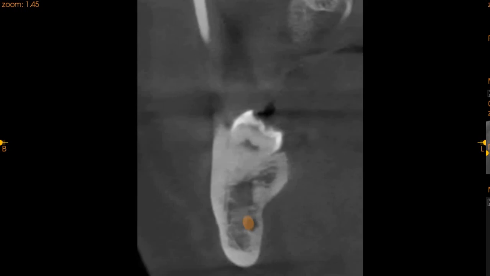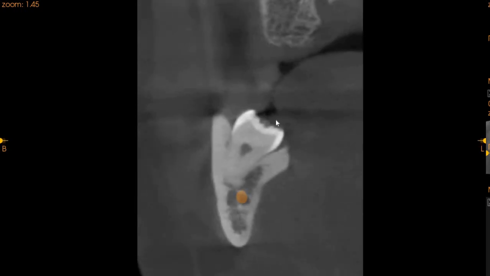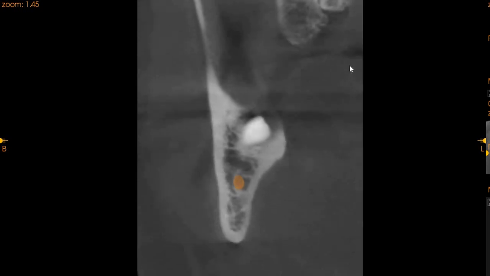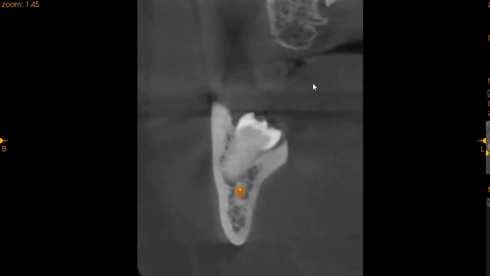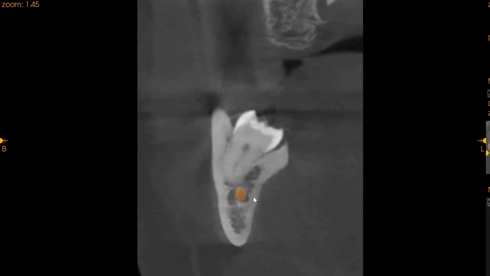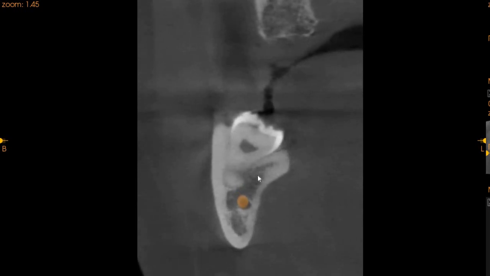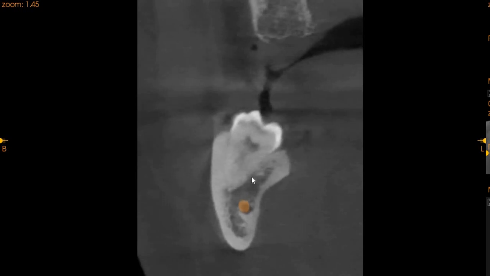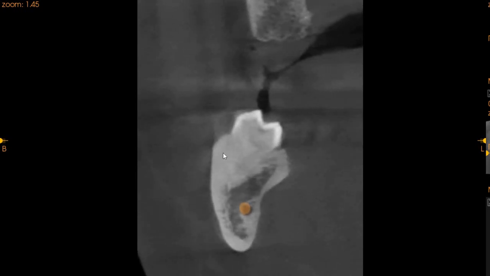Moving to the lower left wisdom tooth, as you can see, it is lingually tilted. This is the lingual aspect, this is the buccal aspect. Here we can see that the tooth is also in very close approximation to the inferior alveolar nerve, approximately 1.2 millimeters. It does not cause any compression of the canal, so this tooth is still in a much better position. Now this is the distal aspect. The distal aspect is also very close to the canal. The roots seem to be non-divergent, and the mesial root is also in very close approximation.